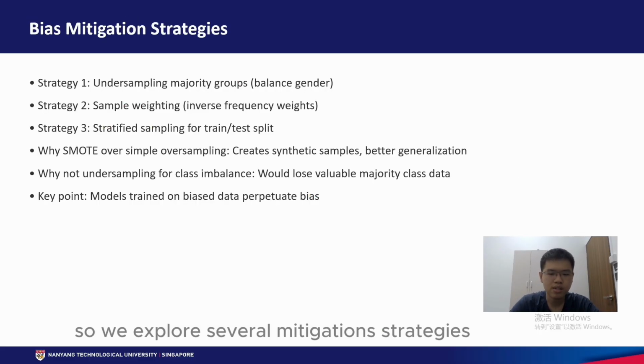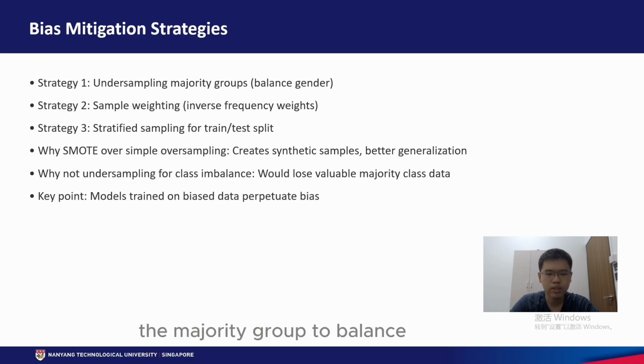So, we explored several mitigation strategies. First, we undersample the majority group to balance gender representation. Secondly, we use inverse frequency weights during training. And lastly, we split the sample to ensure all demographic income combinations are represented.